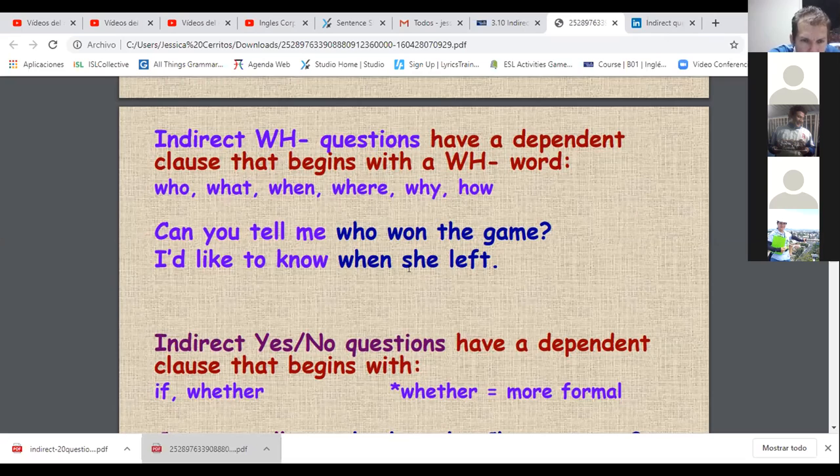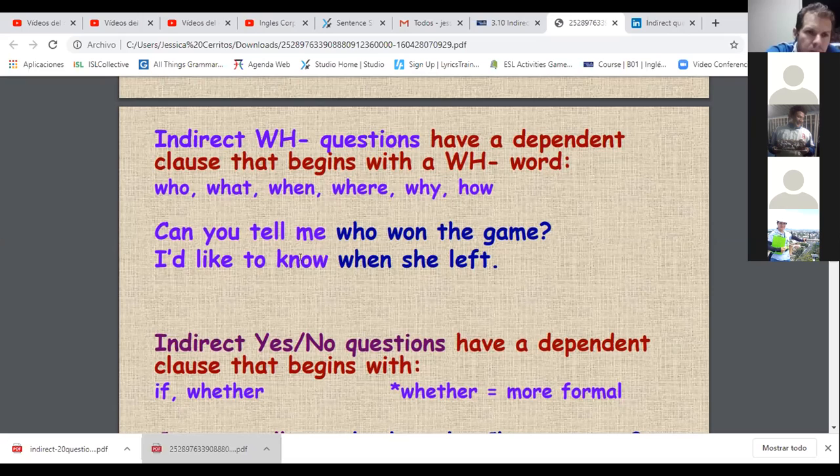Who wins the game? En presente simple. Yes. Who did? Who is won or who was won the game? Win. All right. Who did win the game or who won the game? All right. Because we're using who, right? Win. And simple past.